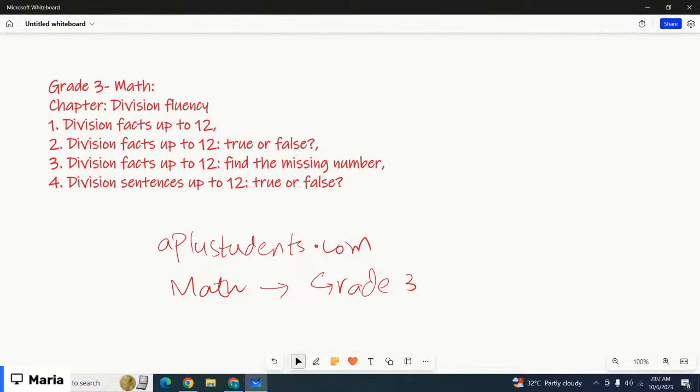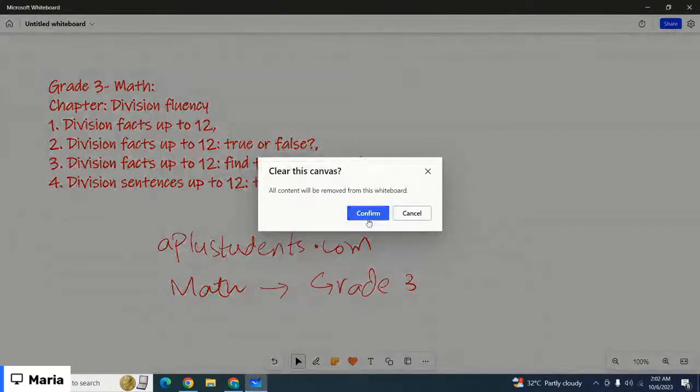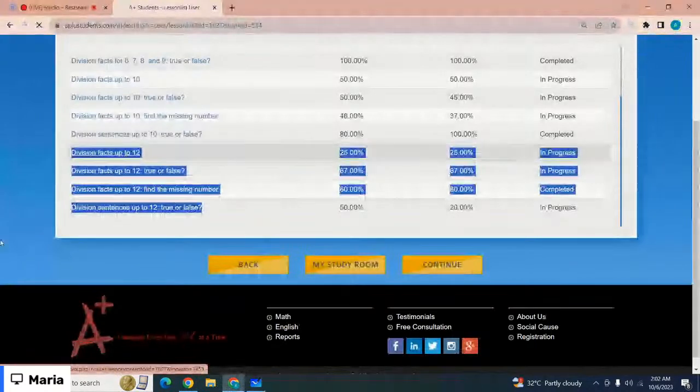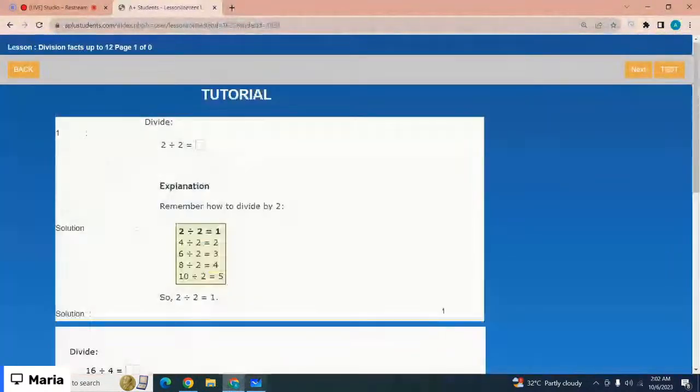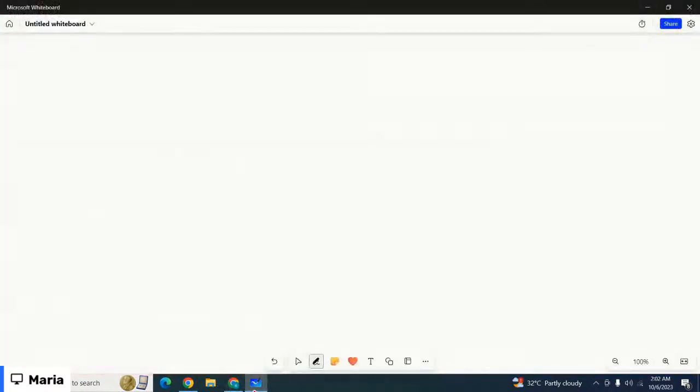So let's start with the lesson. We are already working on division, so please make sure you have your notebook and pencil so that you can note down the important examples and definitions as well. You already know how to divide, so today we're going to learn division facts up to 12.